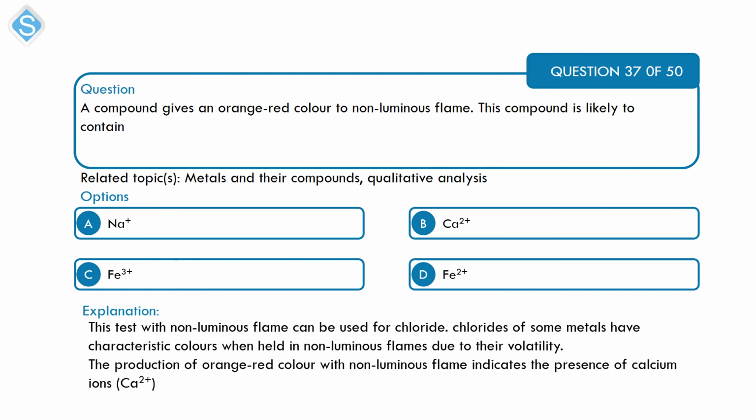Okay, so the production of orange-red color with non-luminous flame indicates the presence of calcium ion. That's option B.